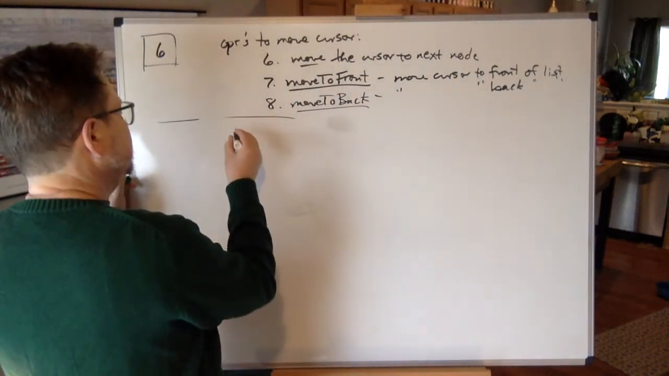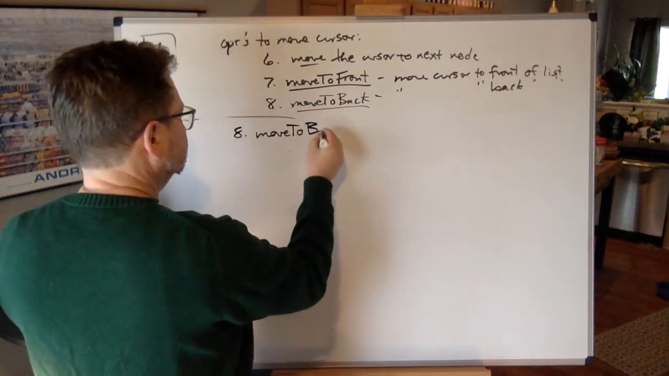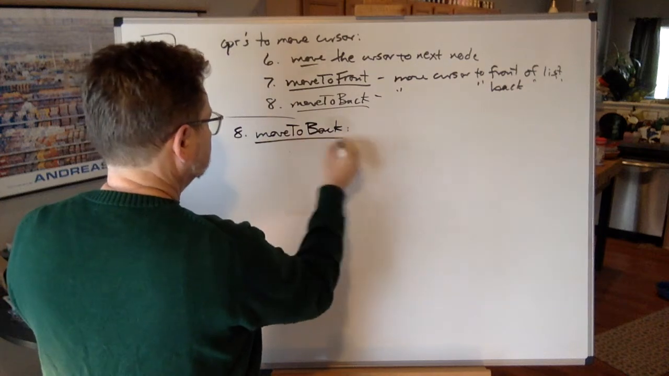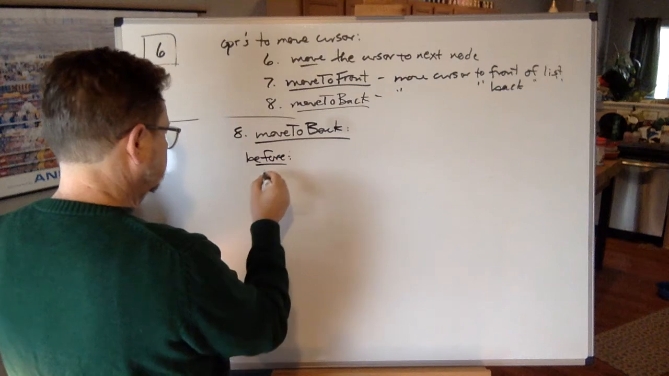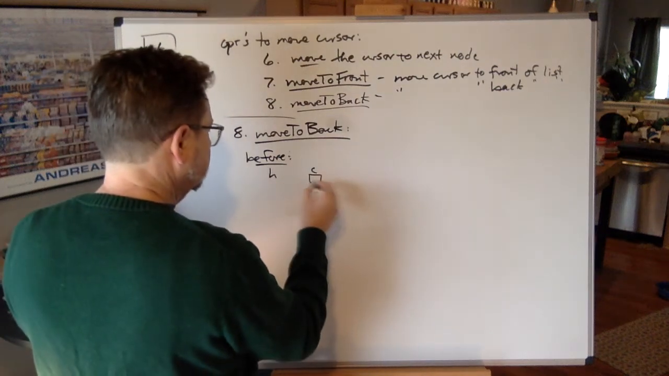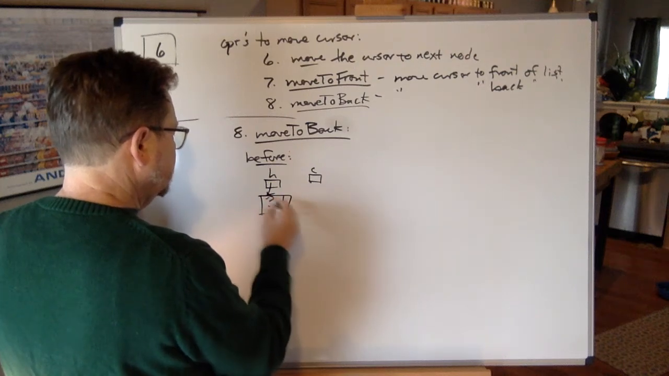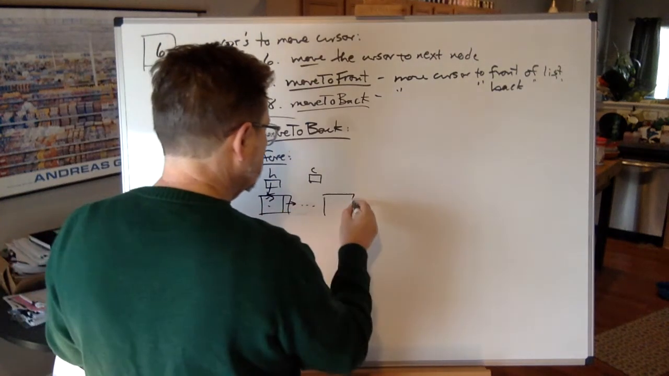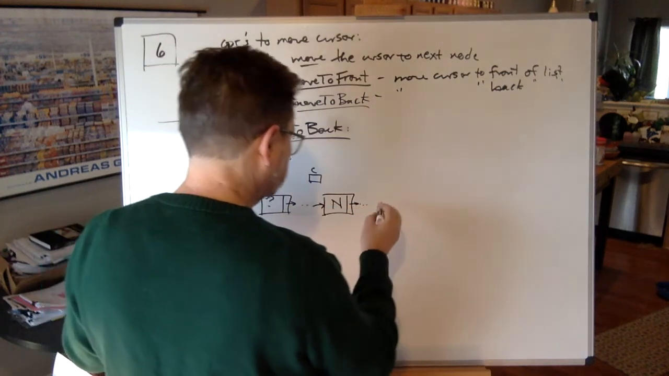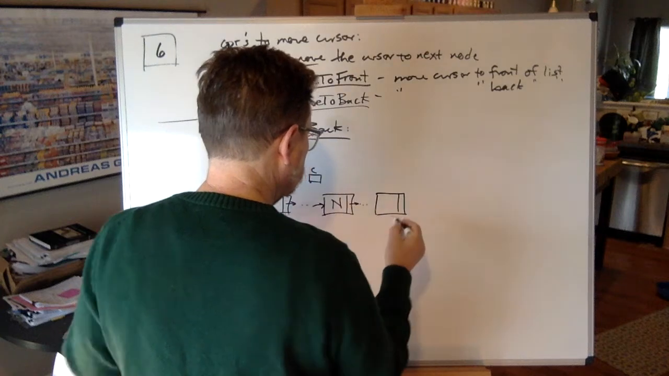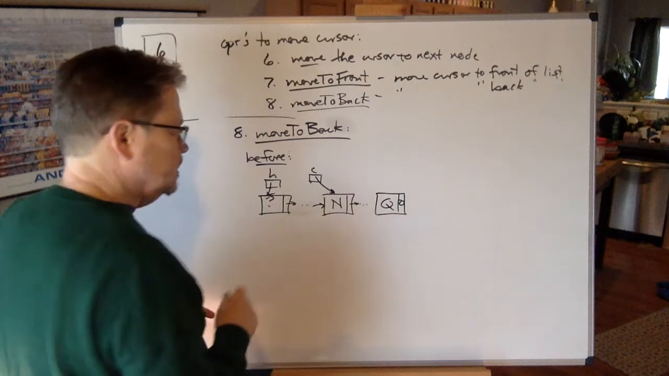Number 8, move to back. Before: head, cursor, garbage head node, and so on, and the cursor points to node N. What letter have I not used? Q. Q is the last node of the list.